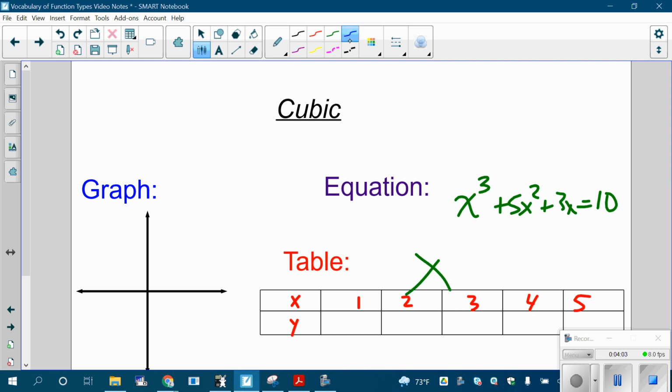Graphically, these ones are a little tricky. It basically looks like a parabola, but with only half of it, and then the other half turns down. I would like you to know what that graph looks like. Again, it could be reflected, shifted, whatever. Next one, linear.